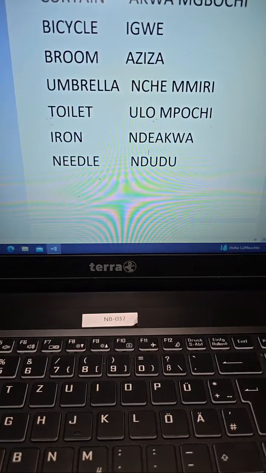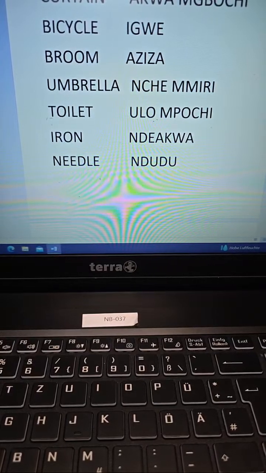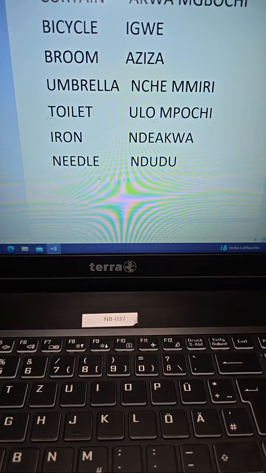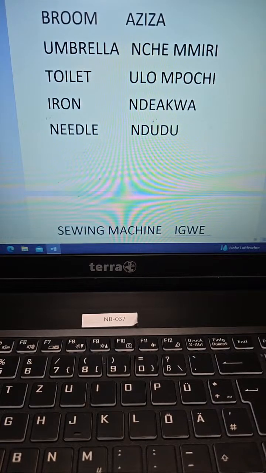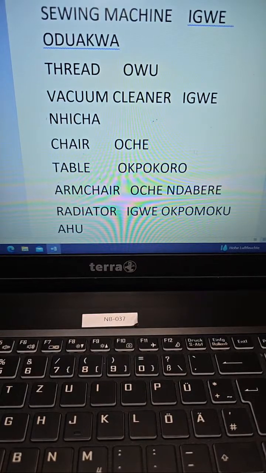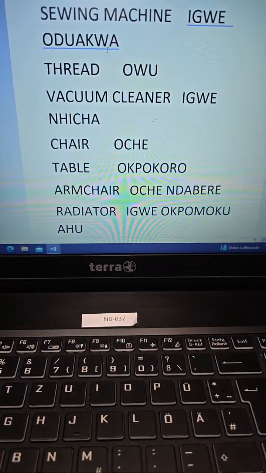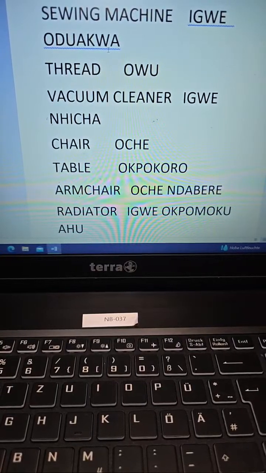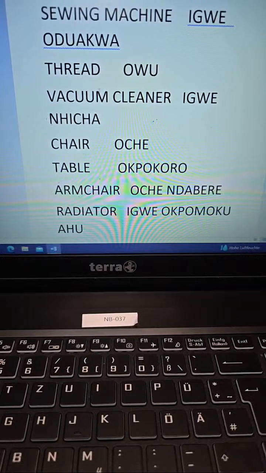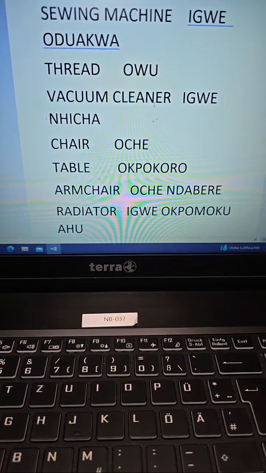Needle, ndodo. Sewing machine, igwe ọdụ akwa. Trade, owu. Vacuum cleaner.